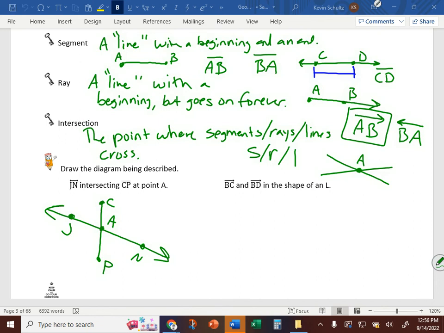Someone read the next one for me in words. Sophie. Ray BC and ray BD in the shape of an L. Okay. Who wants to come up and draw what they think this is going to look like?